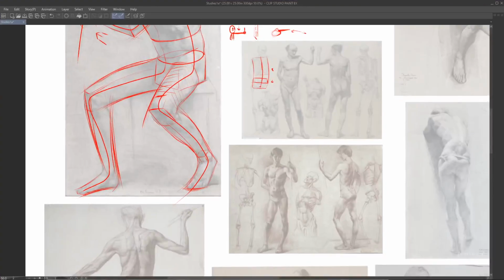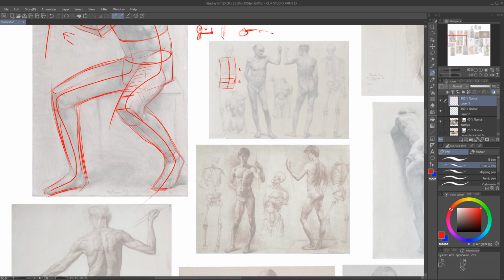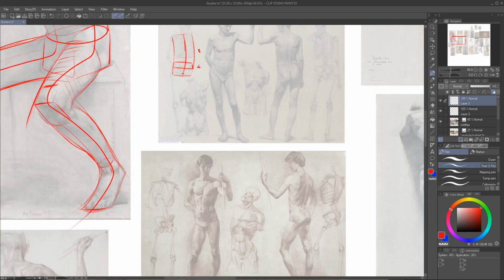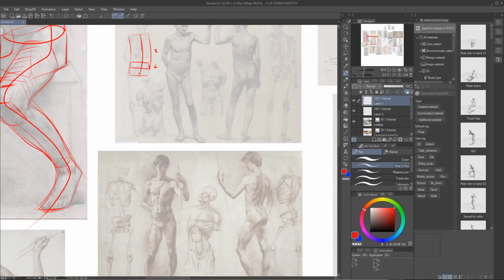Where'd my menus go? How'd that happen? It's weird. It's that one. Oh.